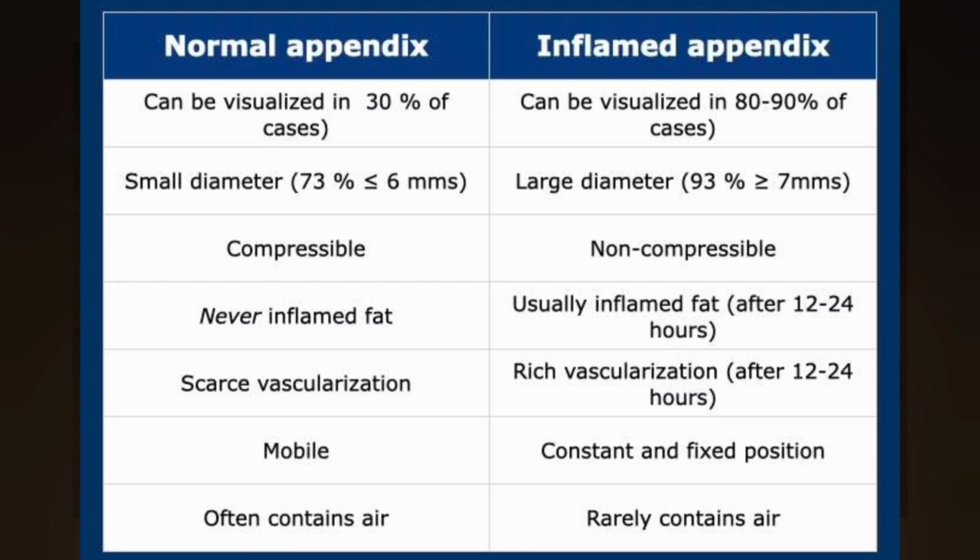The normal appendix is usually visualized in less than 30% of the cases, while the inflamed appendix can be seen in 80 to 90% of the cases, and the normal appendix is usually less than 6 mm in diameter, while the inflamed appendix is more than 7 mm. And the normal appendix is usually compressible, and inflammation is never seen around the appendix, while in the inflamed appendix, the appendix is non-compressible, and usually inflammation is seen around the appendix in the form of hyperechoic fatty infiltration. Normal appendix is usually mobile, while the inflamed appendix is fixed in location.